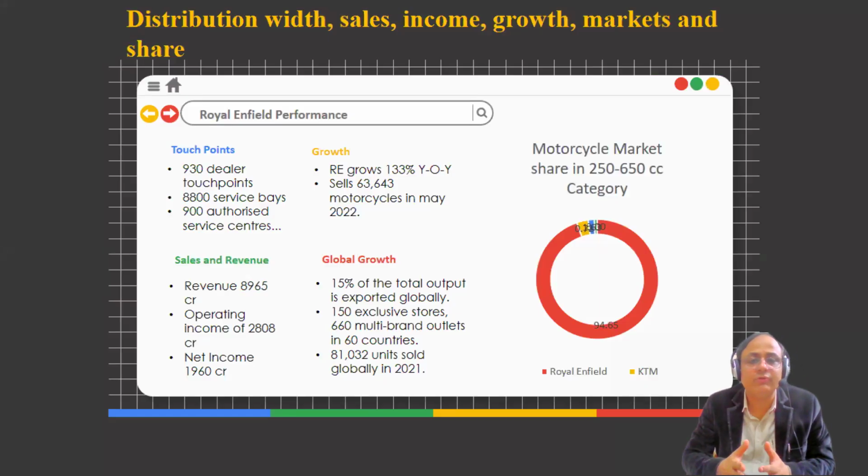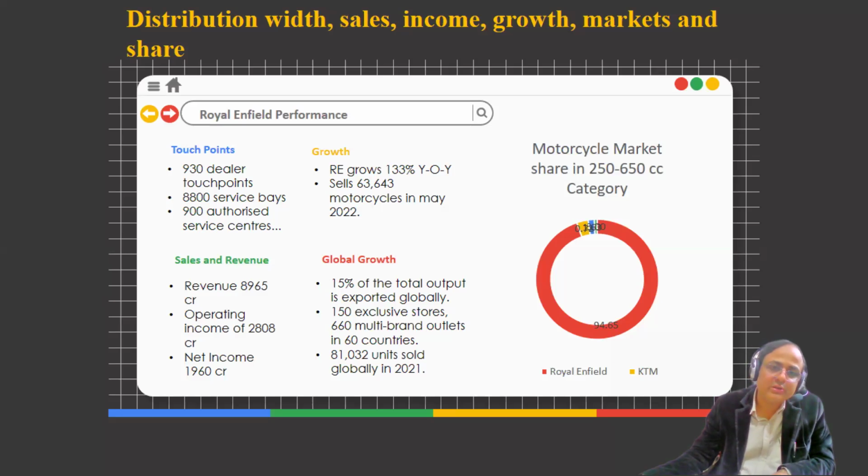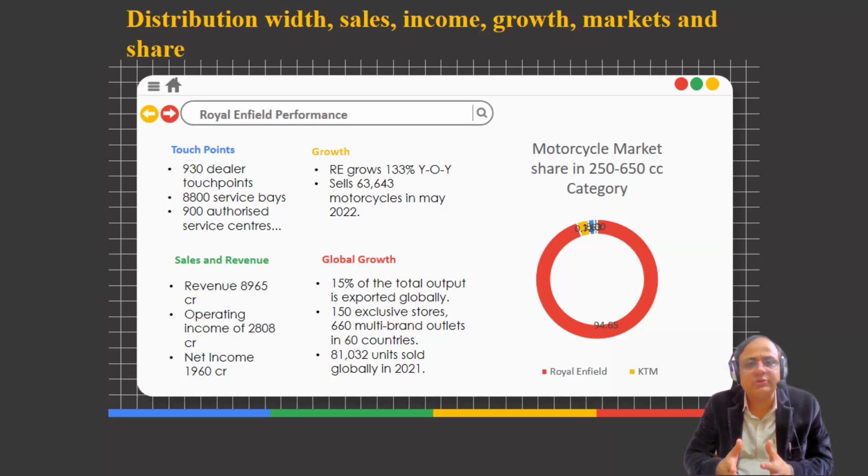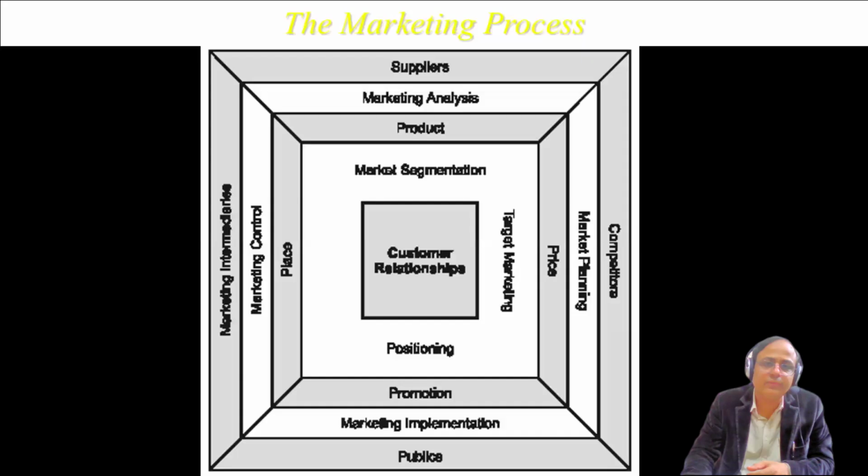Let me take the example of an organization called Royal Enfield. If you see their product portfolio, as you can see in this chart about Royal Enfield and the kind of touch points they've created, they have 930 dealer touch points, 8,800 service bays, and 900 authorized service centers. This is what we call the distribution width created by them. What kind of growth rate have they achieved in the last financial years? How is the industry growing? What are their sales and revenues? What is the global growth rate? So this becomes an example of distribution width, sales, income, growth, markets, and the share of the organization.